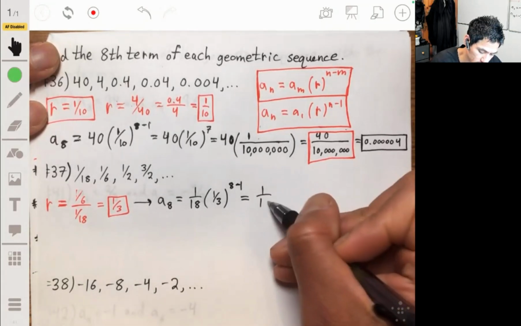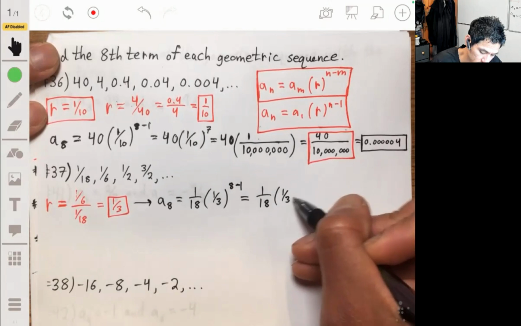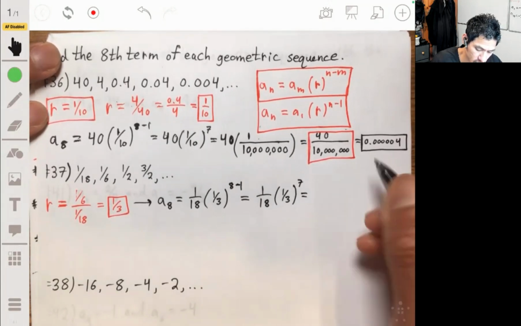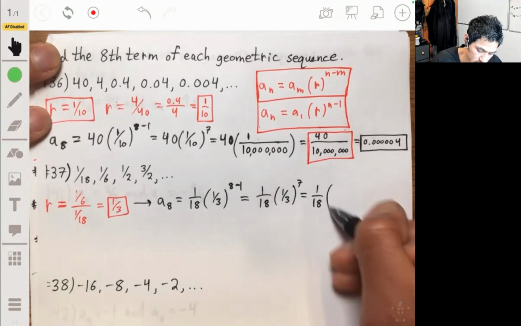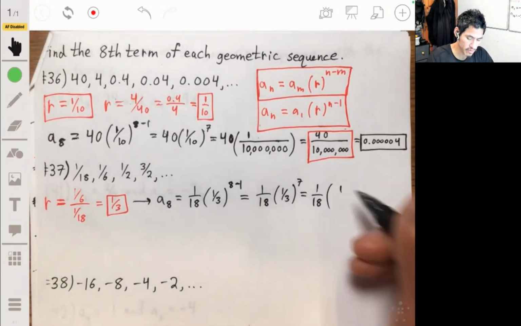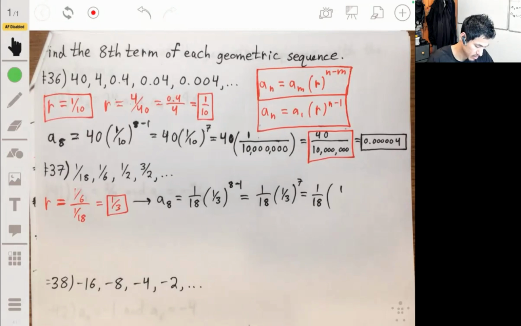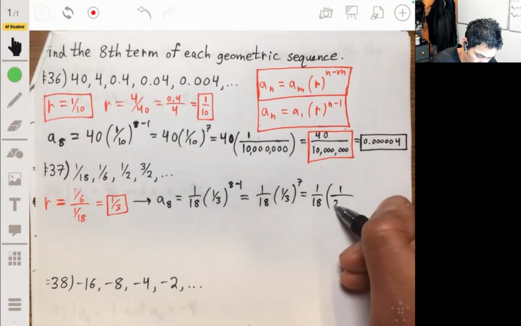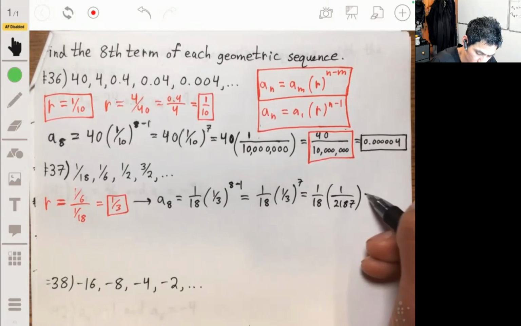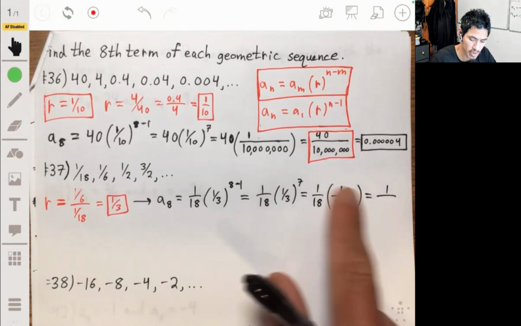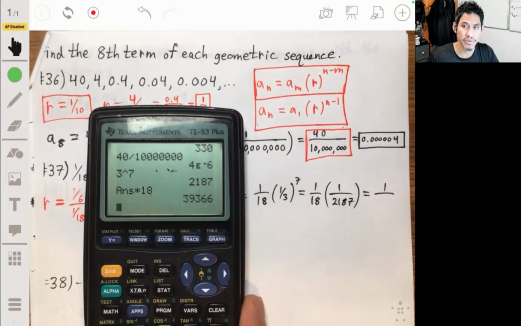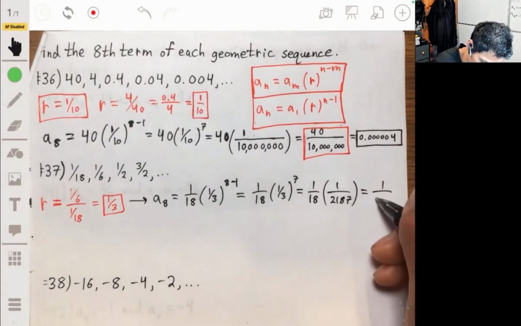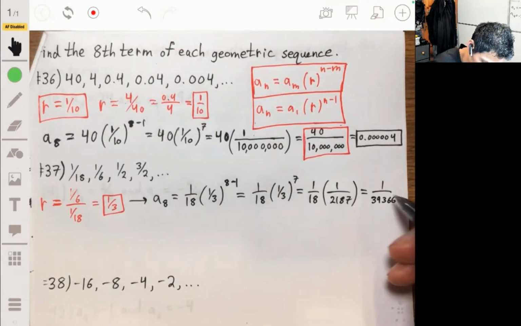Which will be 1/18 times 1/3 to the 7th. So 1/18 times 1 to the 7th over 3 to the 7th, 2187. This will be 1 over 18 times 2187, which will be over 39,366. Nice.